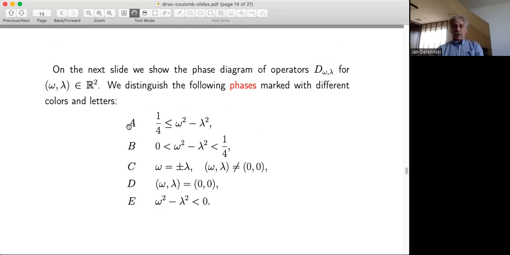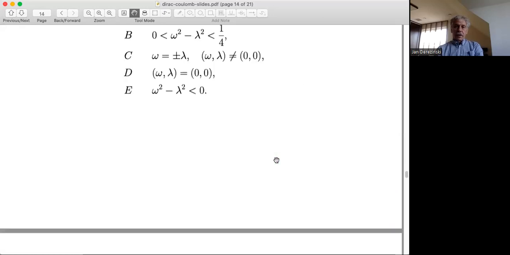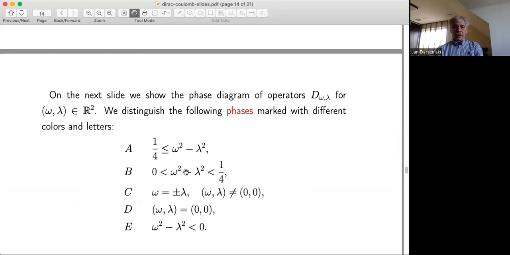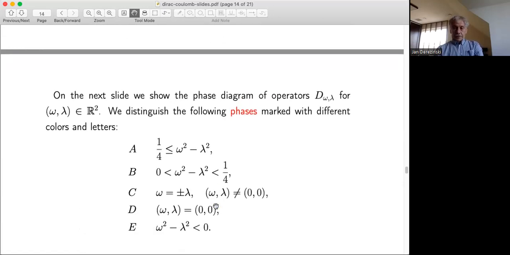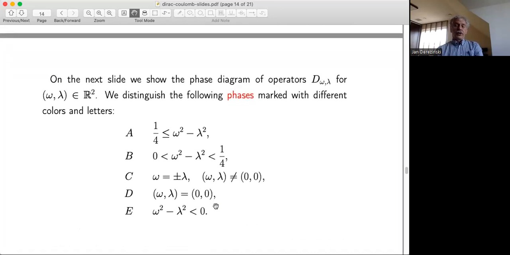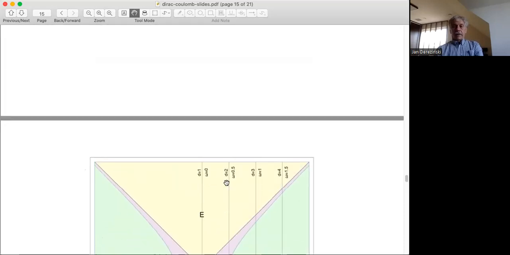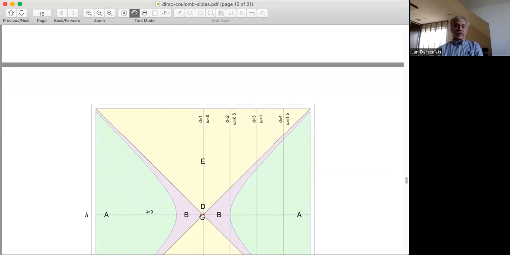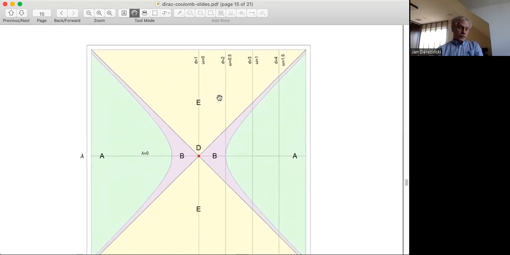So the phase A is where we have essential self-adjointness. So this is this green phase. Then there is the B phase. So this is between the hyperbola and, let's say, if you want, a light cone. Then the special situation is in the phase C, where C means these two lines. Then another special phase is D. So this is in the center. So this is sort of the most trivial case. And E is the yellow region where you don't have distinguished realizations, but you don't have essential self-adjointness either.